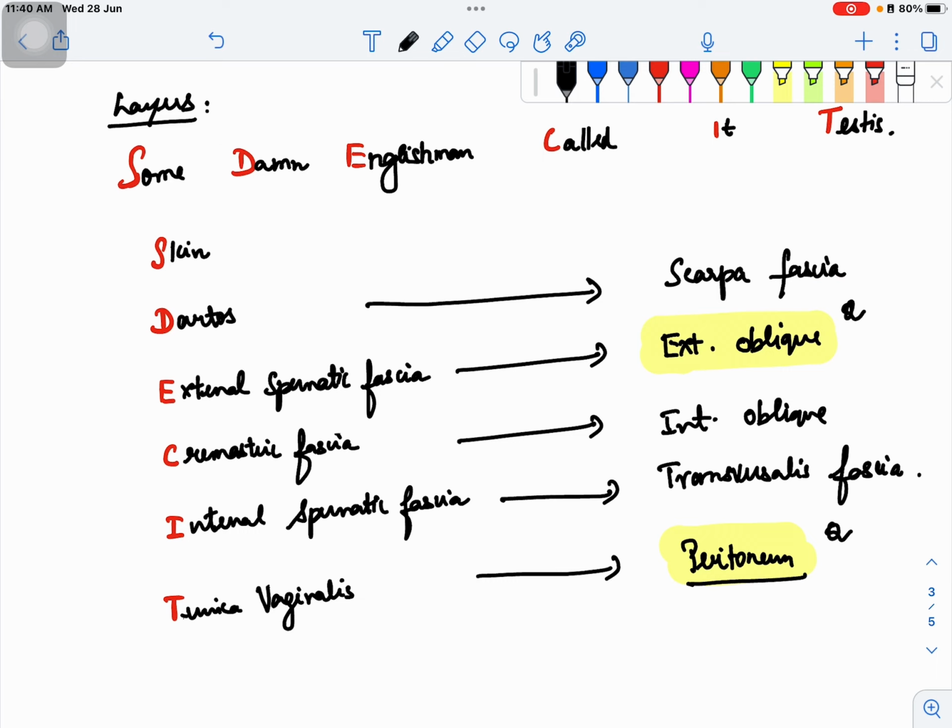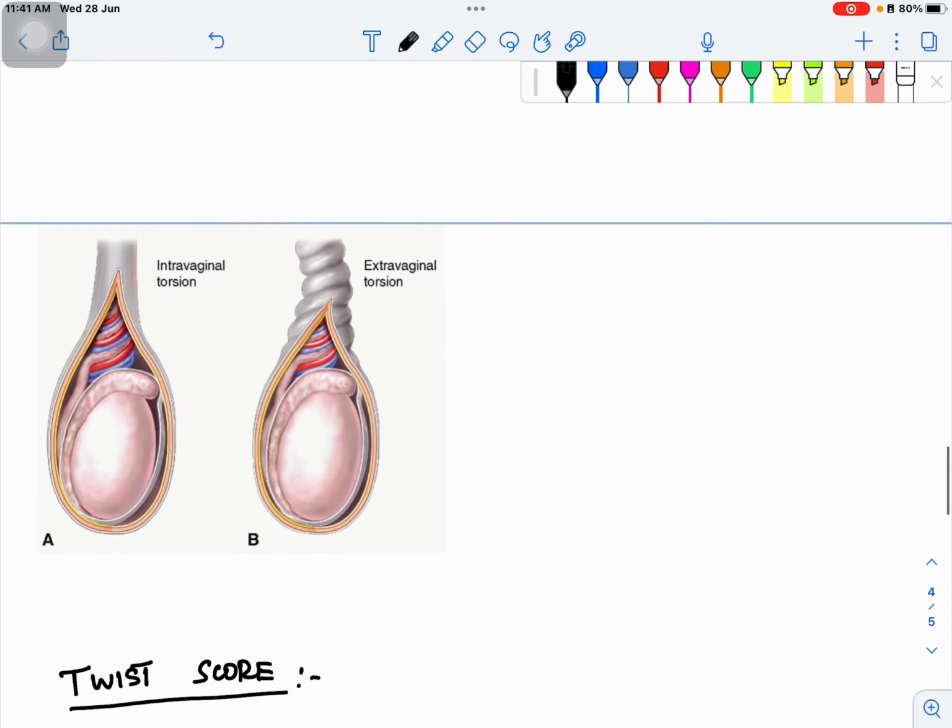So basically the dartos is derived from Scarpa's fascia. The external spermatic fascia is derived from the external oblique. The cremasteric fascia is derived from the internal oblique. Internal spermatic fascia is derived from the transversalis fascia, and tunica vaginalis is the peritoneum. The questions which have been asked in the past are: external spermatic fascia is derived from, and tunica vaginalis is derived from. These two questions have been asked recently.